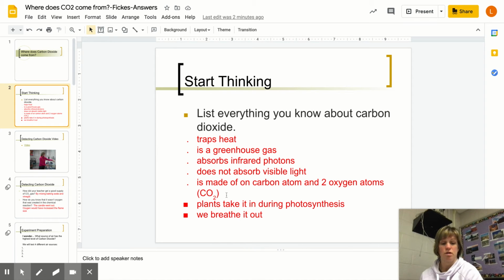This, you probably could have told me before our unit, that its chemical formula is CO2, which means that the molecule is made of one carbon and two oxygen atoms. And then this, you might remember from 7th grade, that plants take in carbon dioxide and produce glucose, sugar, and oxygen. And then we actually breathe out the carbon dioxide because we take in oxygen. So there's this connection between carbon dioxide and the carbon cycle and energy cycles in life science.